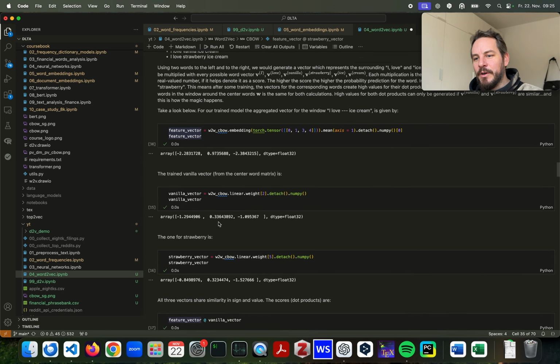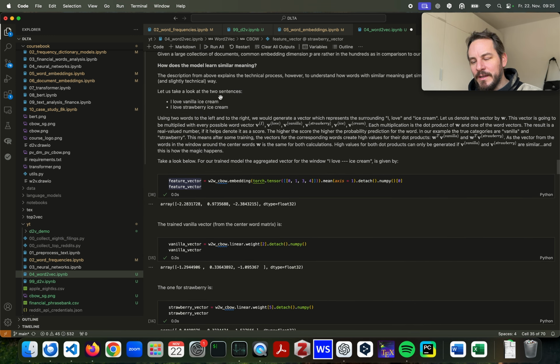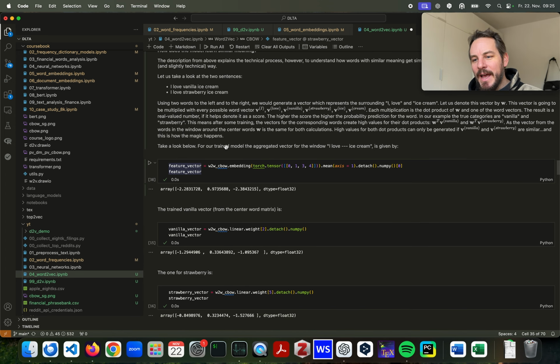And this is exactly what fits to what we observe in reality, because we observe in reality that it's kind of equally likely to observe vanilla or strawberry once we are presented with I love and ice cream. Equally likely probabilities for vanilla and strawberry once we observe I love and ice cream. And usually, I mean, that's what I'm not showing here, but I hope you believe it. The scores for all the other words are lower here.